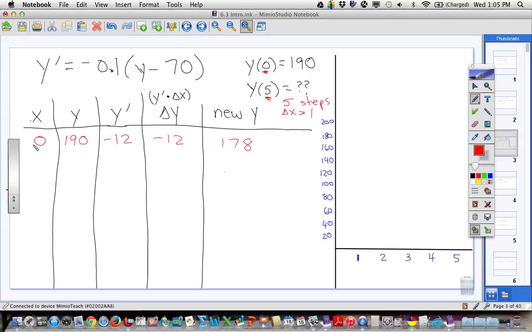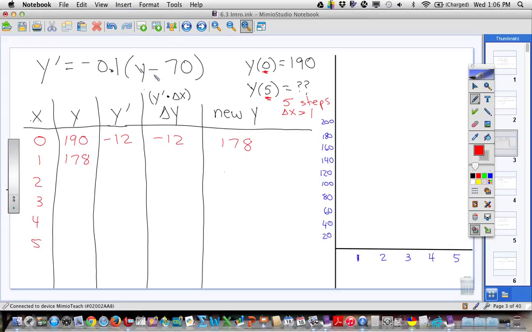Now, next line. Oh, and here's what I normally would do when I'm doing this table. Once I figured out my step size was 1, I usually just fill in the x column right away, because sometimes when I come back to the next line, I'm like, oh wait, what's my x? And I forget that. So as soon as I know my step size, I just fill this in. If my step size was 0.5, I would have went 0, 0.5, 1, 1.5, so forth. Okay? All right. So now my new y is 178.